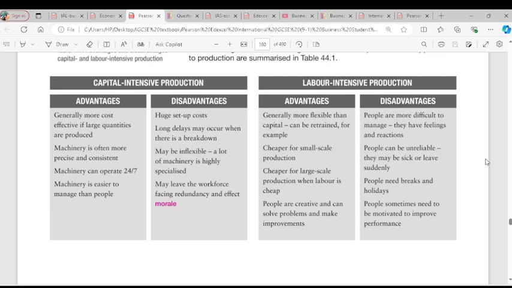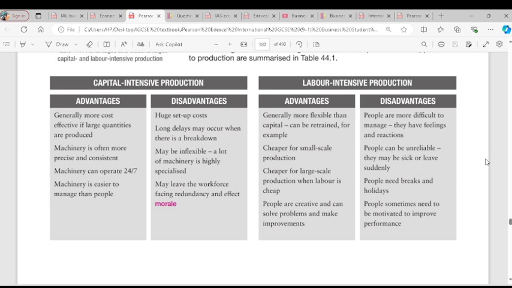Yes, clear. People are creative and can solve problems and make improvements. Machines are stationed. People find a better way of getting things done. Then the problems: people are more difficult to manage. They have feelings and reactions. Machines do not have these things. People can be unreliable. They may be sick or leave suddenly. They might not come today. They might be absent.